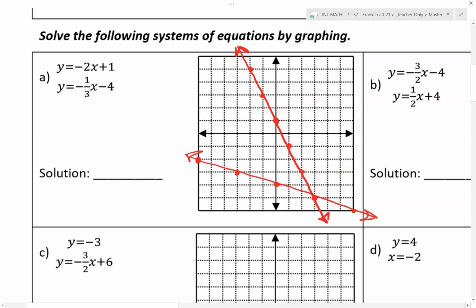All right, so these two lines intersected right here. So this is the solution to the system. So we just have to name this ordered pair. And that is the ordered pair 3, negative 5. And that's the solution to the system. If we plugged in these values for x and y in both of these equations, they would make both of the equations true.